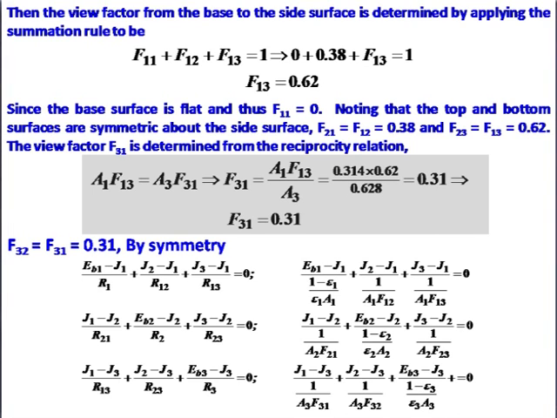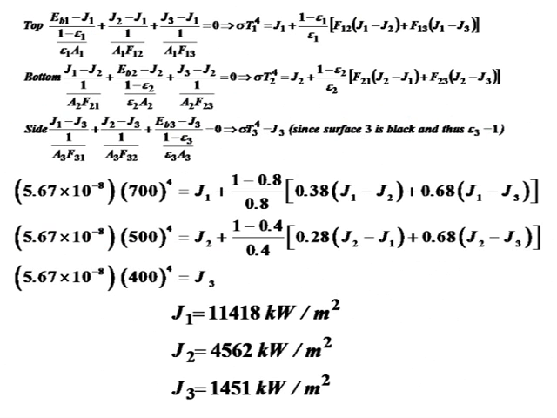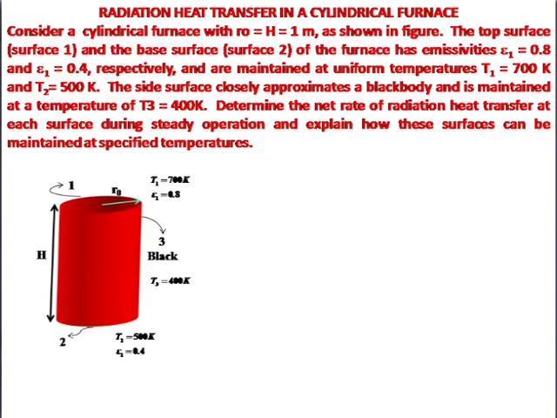So, how do I get it? I will use the reciprocity rule. I get F31 equal to A1 F13 upon A3, which gives 0.31. So now you have F12, F13 and F31. Do I need anything else? That much is sufficient for me. Why have I not computed F23 here? F13 and F23 are symmetric. By the symmetry rule, F13 and F23 are the same. That is why I have not computed F23 separately.